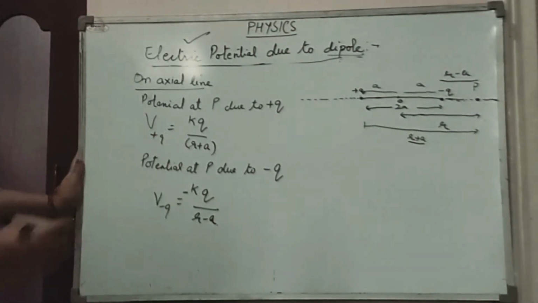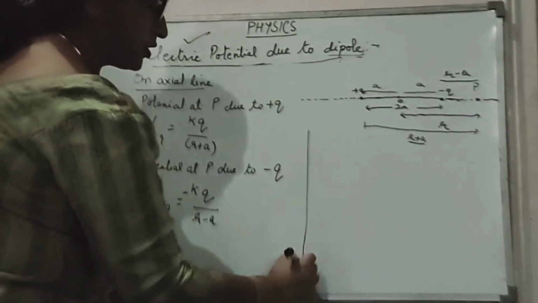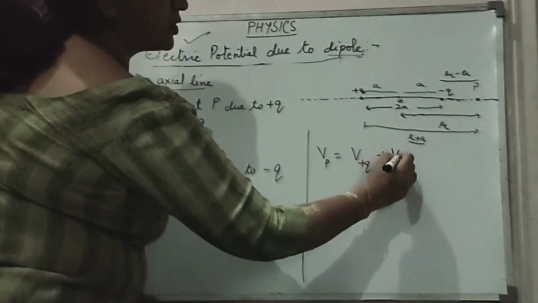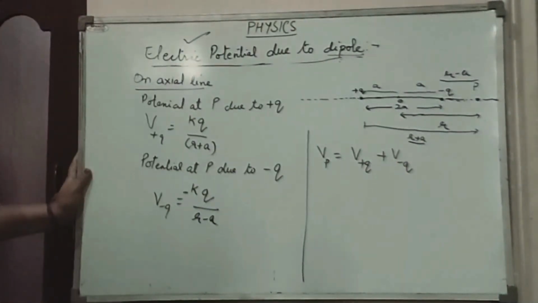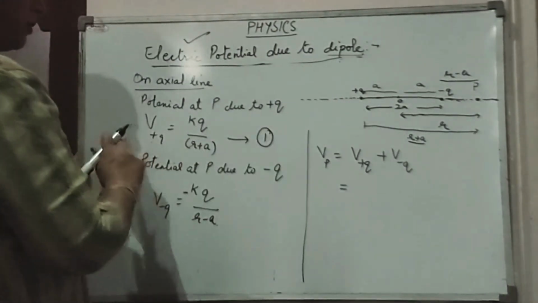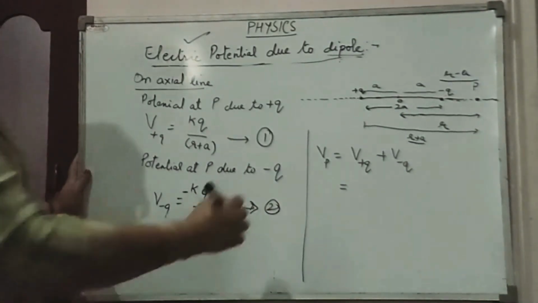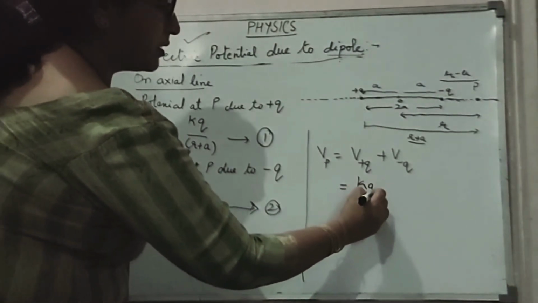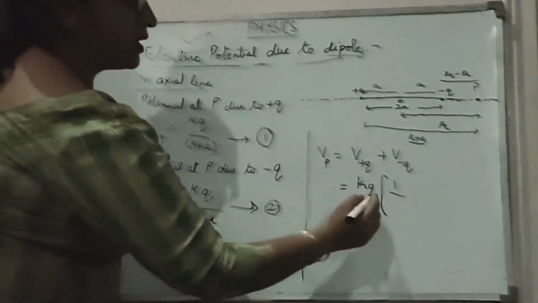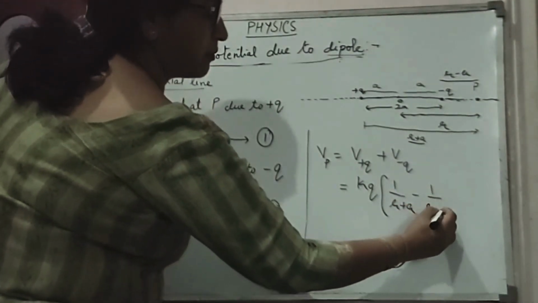Now the potential at point P will be because of both the charges. So the total potential at point P is the potential due to the positive charge plus the potential due to the negative charge. Let's add these two equations. This is equation number 1, the potential due to the positive charge, and equation number 2, the potential due to the negative charge. The result will be KQ into 1 by R plus A for the positive charge, minus 1 by R minus A for the negative charge.